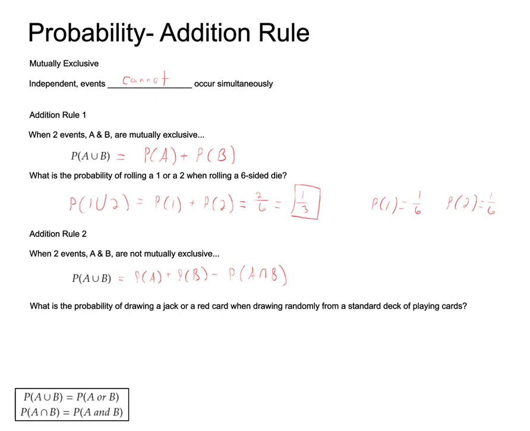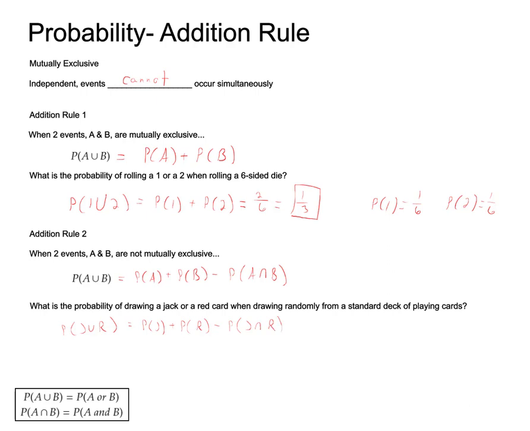Okay, so let's take an example of this. Let's say we want the probability of pulling a jack or a red card when drawing from a standard deck of 52 cards. So this would be the probability of a jack or a red card equal to the probability of a jack plus the probability of a red card minus the probability of a jack and a red card.